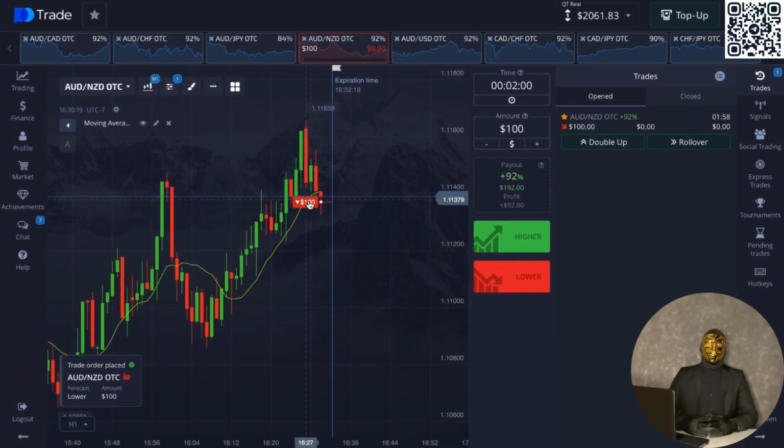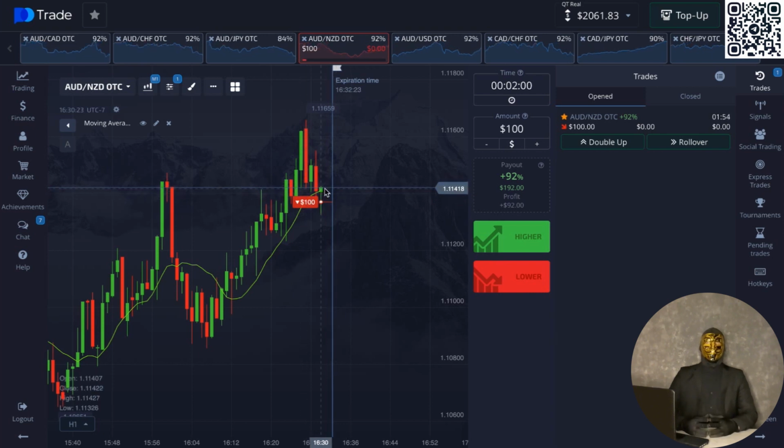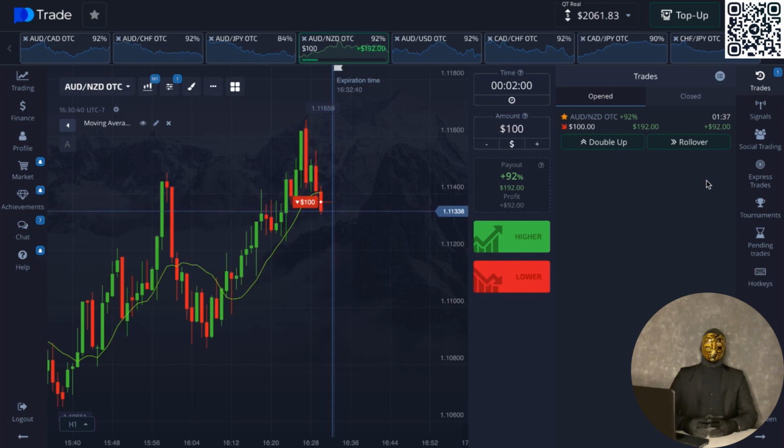So, in this example, I saw a great opportunity to open a position for a rise. As you can see, within this example, a valid intersection of the moving average line, which tells us that here is a great opportunity to open a position for an increase. We are waiting for the completion of this transaction.